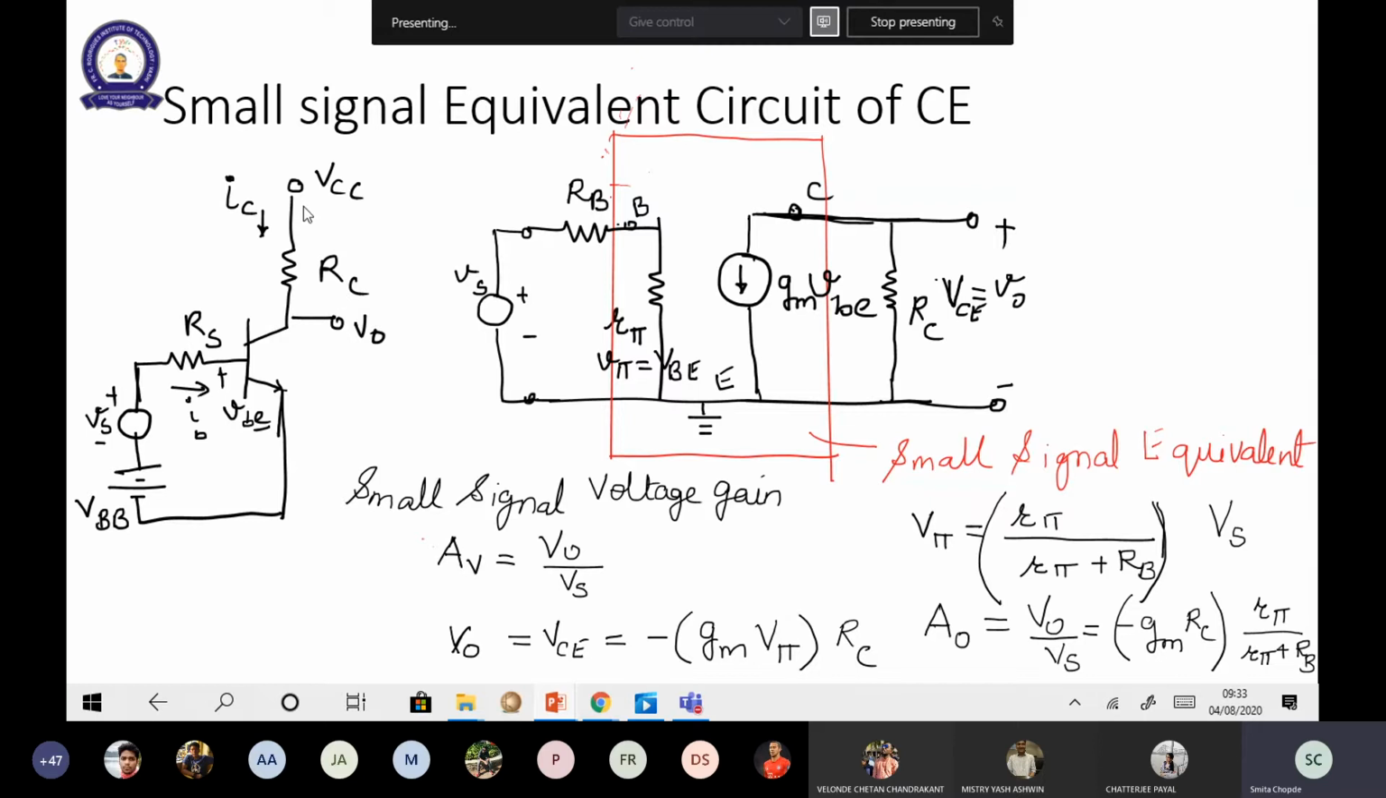Now you will be worried, what is happening to the DC signals? Can anybody tell me what is happening to the DC signal?